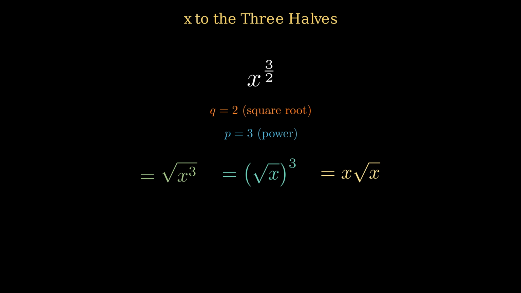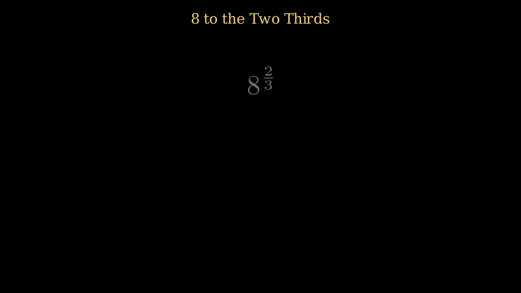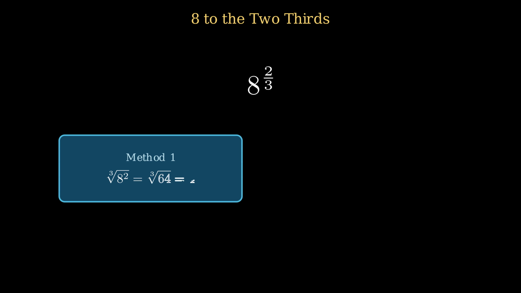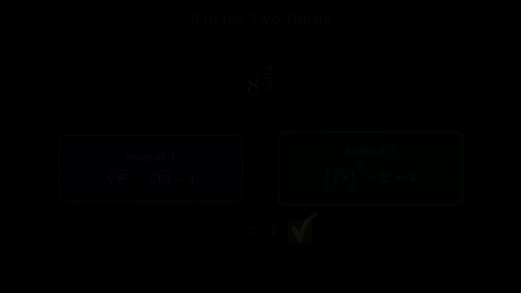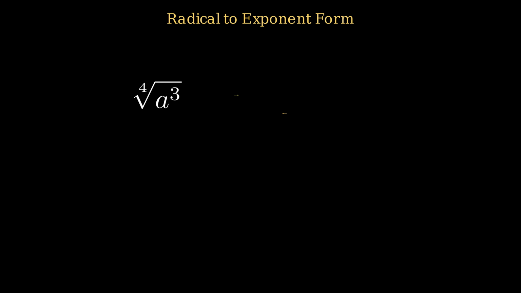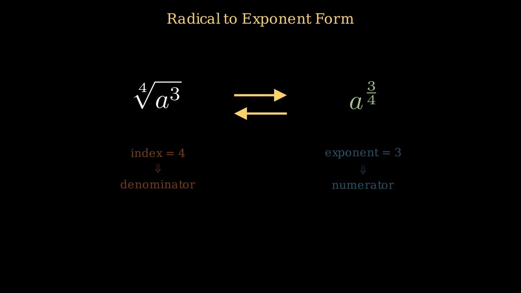Now try x to the 3/2. The denominator is 2, so we take a square root. The numerator is 3, so we raise to the power 3. 8 to the 2/3. Denominator is 3, numerator is 2. Converting from radical form to exponent form works the same way in reverse. The root index becomes the denominator and any exponent inside becomes the numerator.